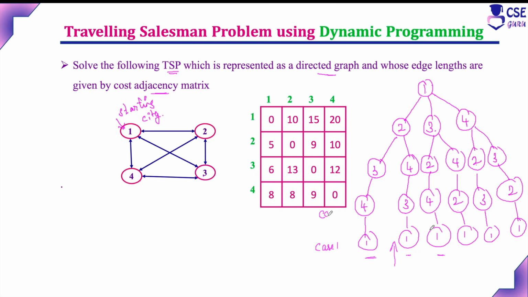And in case 2, already we have visited 2 vertices and then you are visiting the third vertex. That is the last vertex in the given graph. That is the meaning.